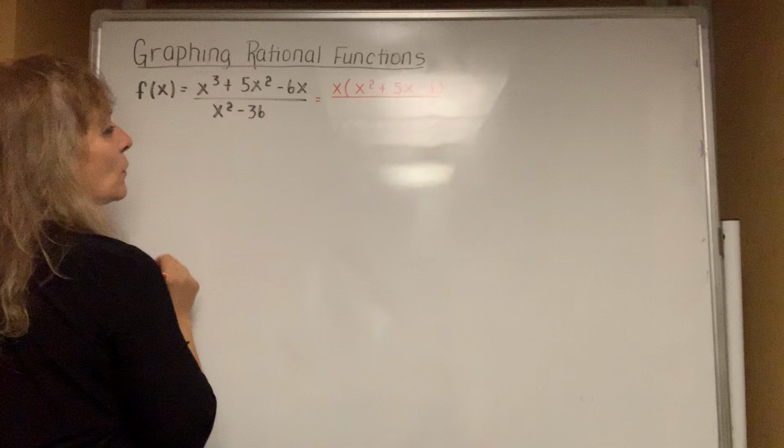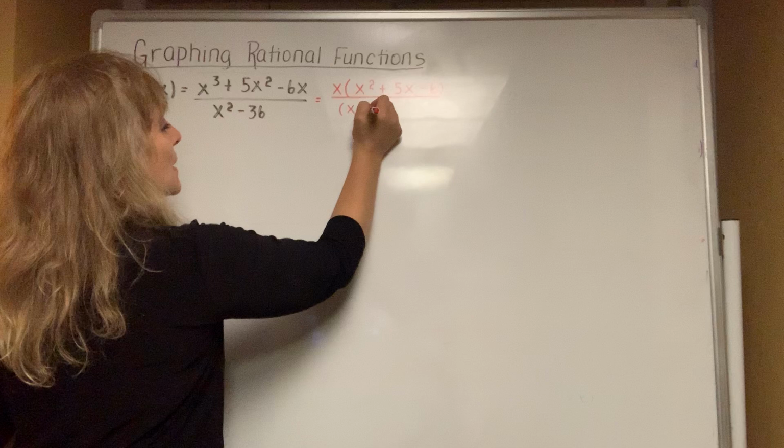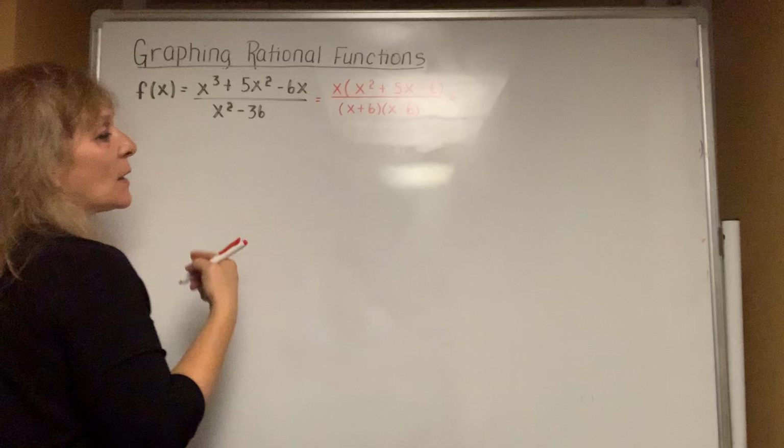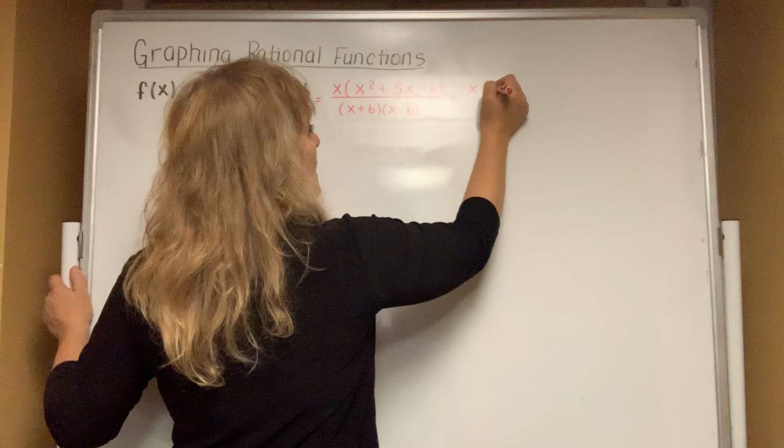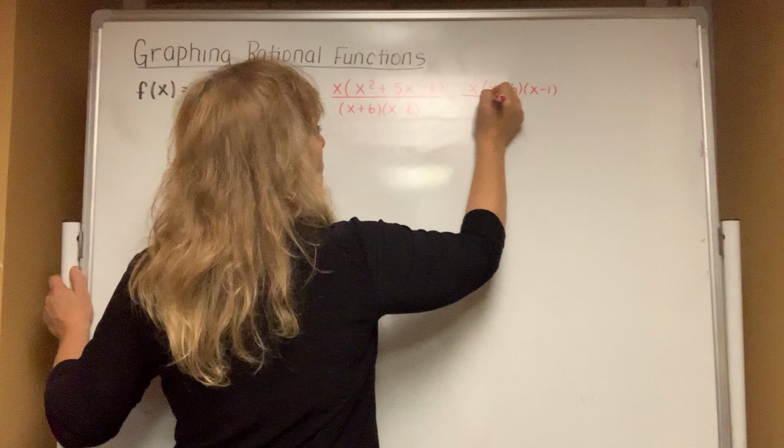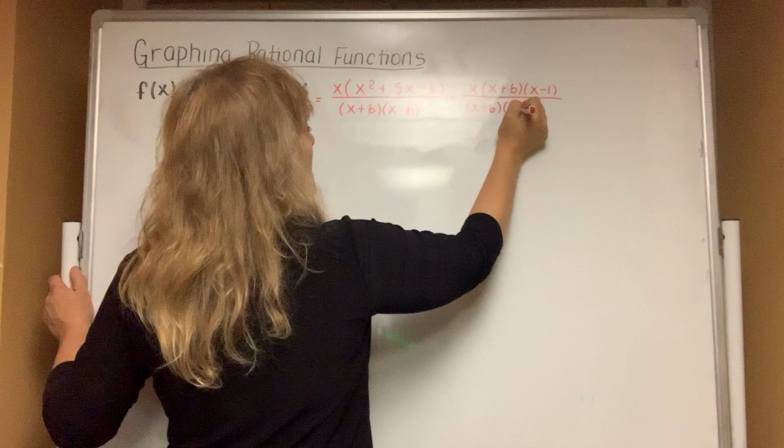And when you look at the denominator, that is a difference of squares. So I'll start off with x plus 6, x minus 6. But the numerator has a trinomial in it that you can continue to factor. The numbers that multiply to 6 and subtract to 5 are 6 and 1. So just make sure your signs are in correctly. It is x times x plus 6 times x minus 1, and it's all divided by x plus 6 times x minus 6.